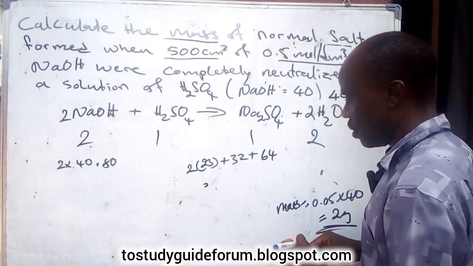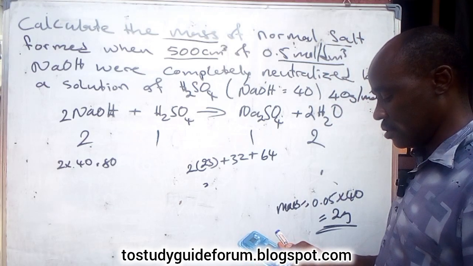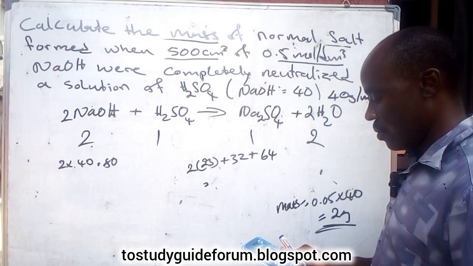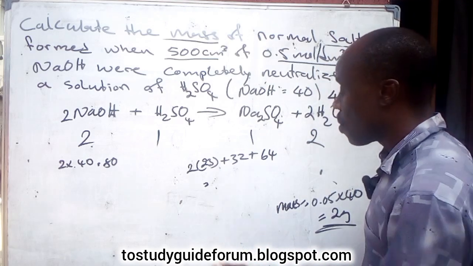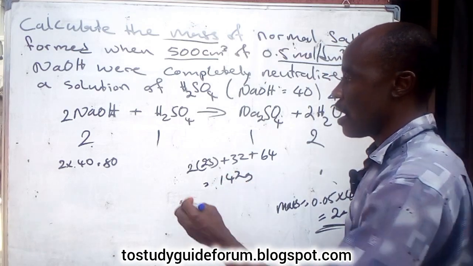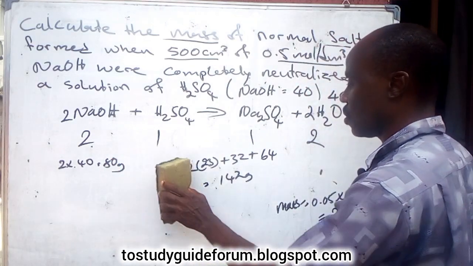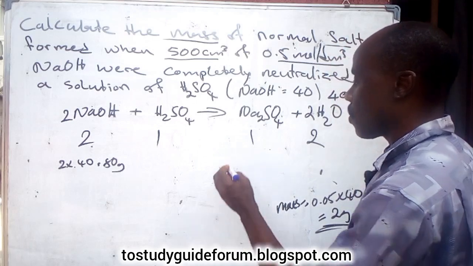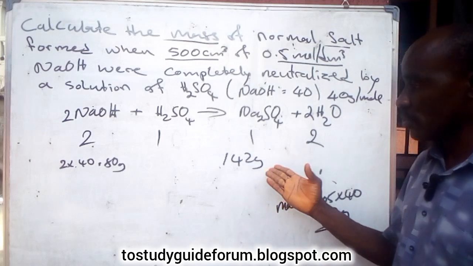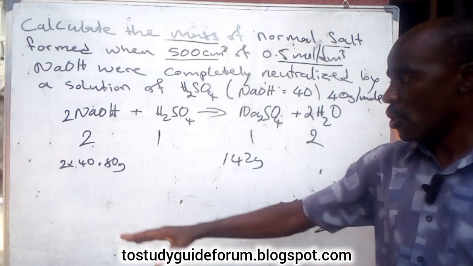Then we add it up. If we add up everything, what we have is 46 plus 32 plus 64, what we get is what? 142 grams. So here we have 80 grams will give us what? 142 grams of sodium sulfate. That is what we have. This is what we are looking at, because these are the two things we are comparing.